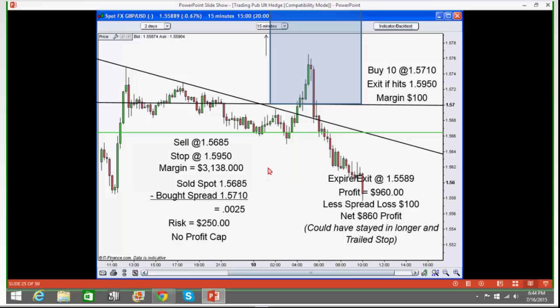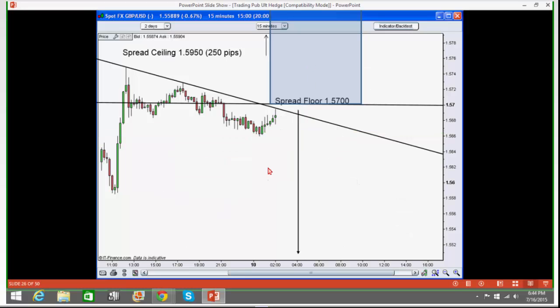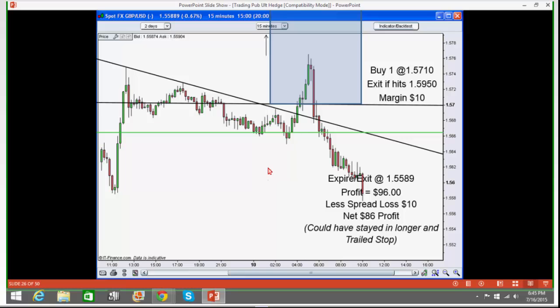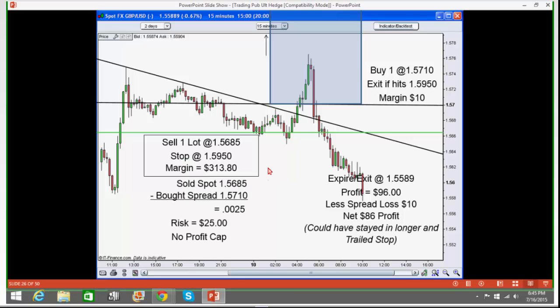Okay? So let's move forward here a little bit. So we went through all this. You understand now how if it goes against you, it's not knocking you out. You're not getting stopped out. You can keep letting it go.